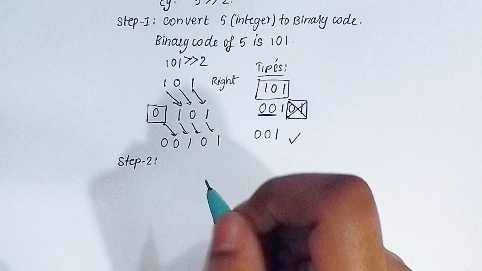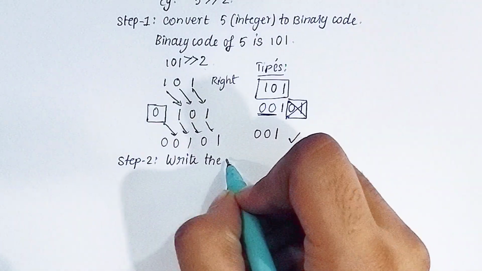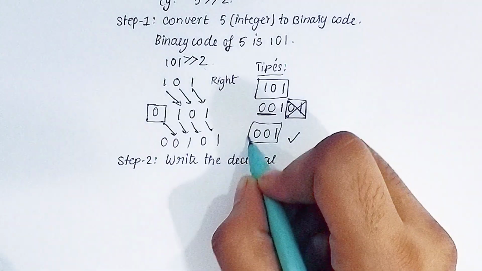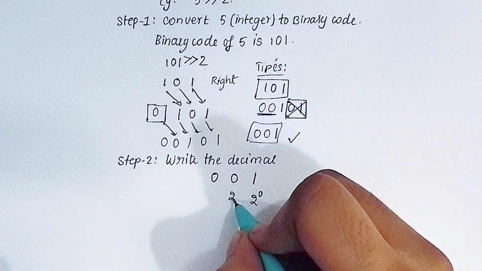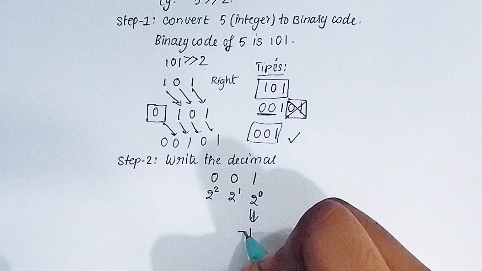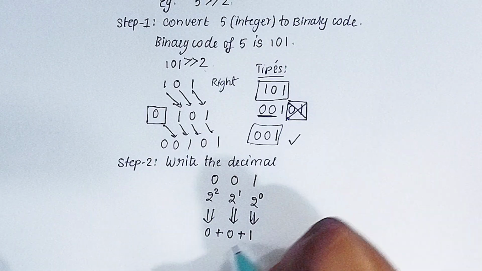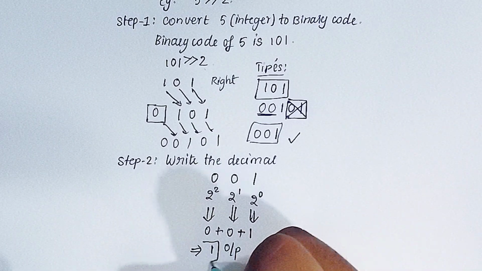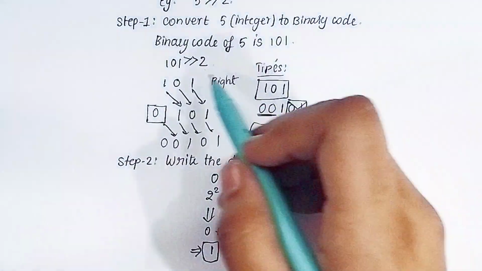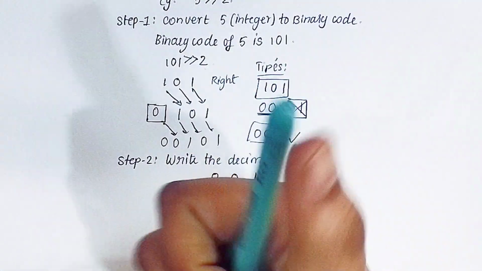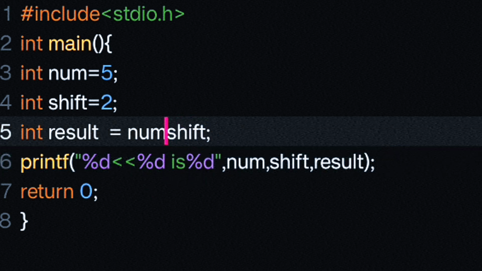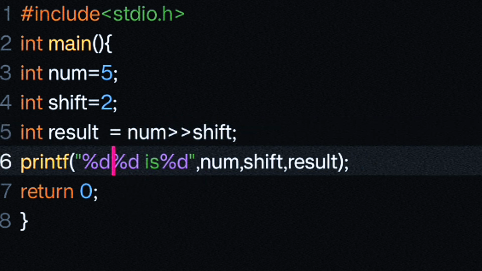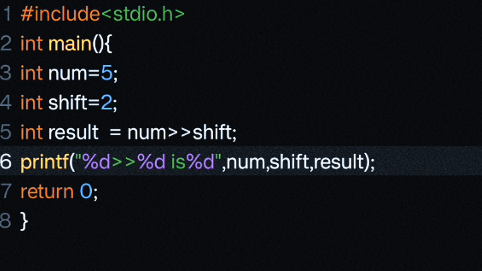Now step 2 is to write the decimal by converting this binary code. First write the binary code as it is, and then from right to left write 2 to the power 0, 1 and 2, and then we get these values. We get the number 1 as our output. Let's try to code this. Without wasting our time, I'm just going to replace left shifted with right shifted, similarly here as well. By running the code, we get the output 1 as expected.